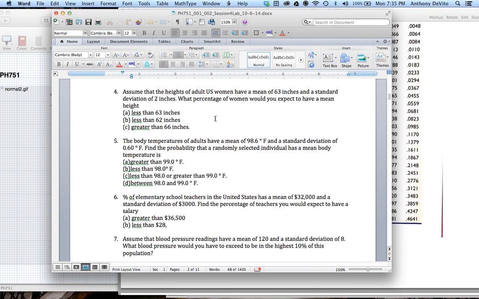Okay. Also, you could just find the norm dist and subtract it from 1. Well, the norm dist subtracted from 1 would be the probability of somebody having a height greater than that, right? Norm dist gave us 30%. So 1 minus norm dist would give us 70%, right?